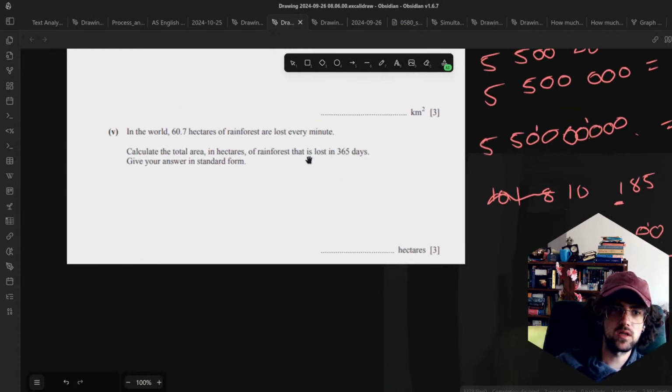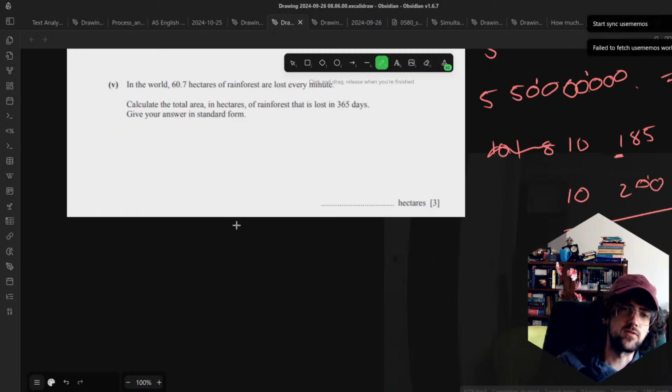In the world, 60.7 hectares of rainforest are lost every minute. Calculate the total area in hectares of rainforest that is lost in 365 days. Give your answer in standard form. Okay, let's work that out. Fine. So this isn't actually related to anything that we've been looking at.